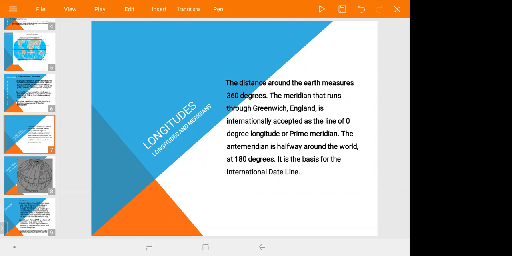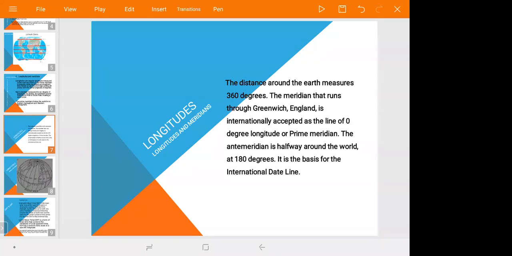So the distance around the Earth measures 360 degrees. That means we have 360 longitudes, measured in degrees. And then the halfway for this longitude is 180. Halfway is the anti-meridian. The halfway is 180.